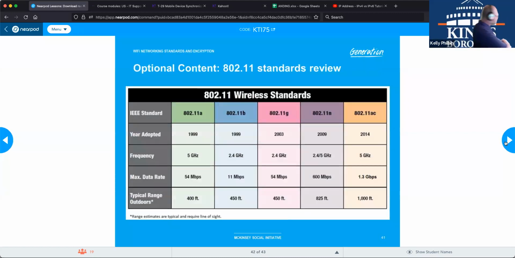This was the page I was talking about earlier. Please take a screenshot of this. It breaks down all the 802.11 standards, real easy to read. Great study tool. So please, please, please take a screenshot.